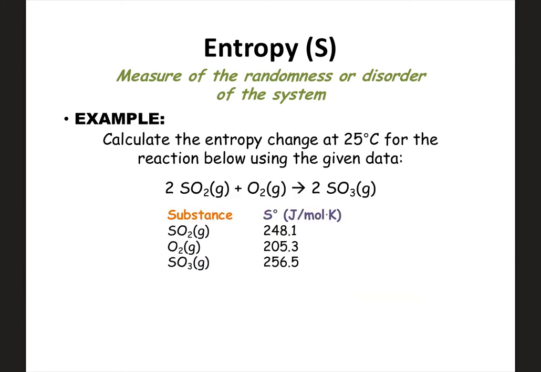Let's do a pretty simple example here. We're going to calculate the entropy change at 25 degrees Celsius for this reaction using the given data. All right, so we've seen tables like this before. Notice the difference.